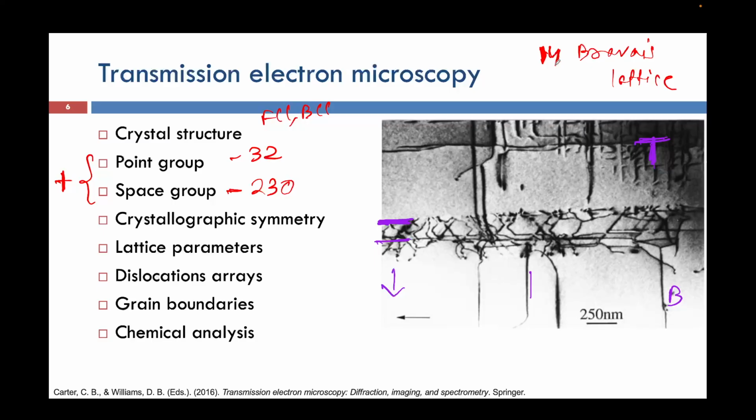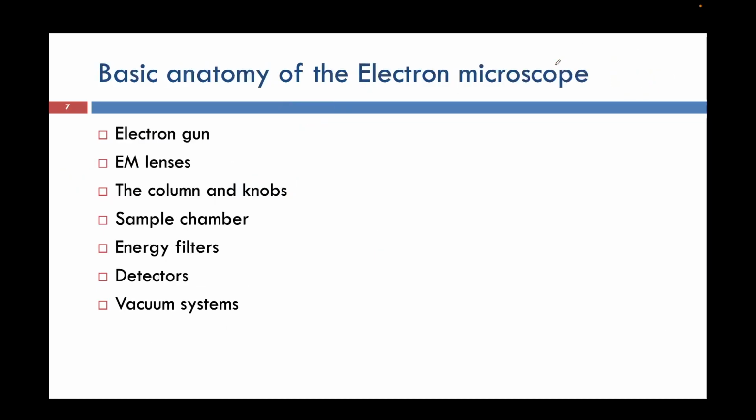Okay, so these are different types of information that we are able to extract from transmission electron microscopy, right? Now we know why we are using transmission electron microscopy. We have seen how it is used and what its outputs are. Now let's go into a little bit more detail on the TEM.